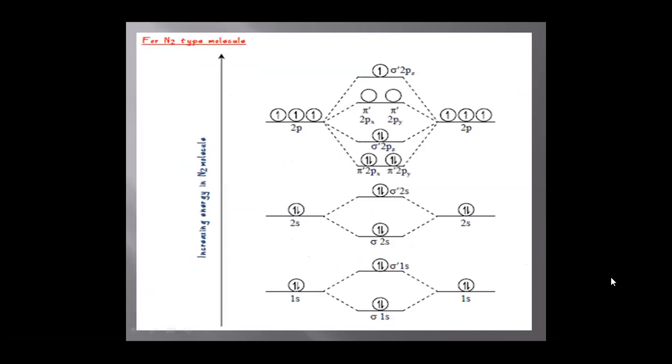For a nitrogen type molecule, the electronic configuration according to molecular orbital theory, that is MOT, is sigma 1s2, sigma star 1s2, sigma 2s2, sigma star 2s2, pi 2px2, pi 2py2, that is 2, 4, 6, 8, 10, 12, then sigma 2pz2, 14.